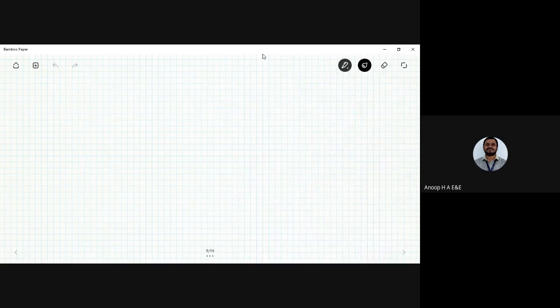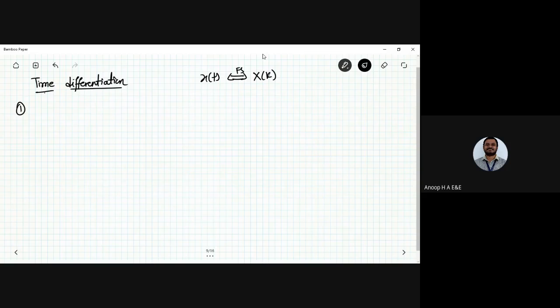Moving on to the next one, that is the time differentiation. Once you come across time differentiation, again let x of t have the Fourier series, that is x of k. Now when I take the time differentiation, what do I need to do? It would be d by dt of x of t, the continuous time periodic signal.